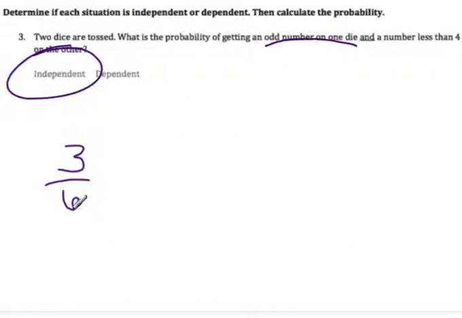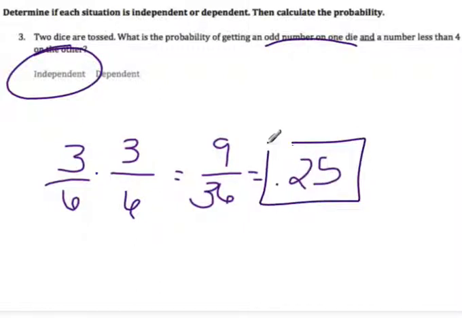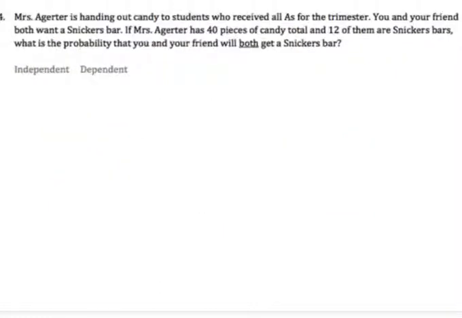Now let's take a look at the probability of getting a number less than 4. Well, numbers less than 4 on the dice are 3, 2, and 1. So there are 3 numbers that are less, out of 6. So I get 3 over 6 times 3 over 6. So 3 times 3 is 9. 6 times 6 is 36. Then we're going to take 9 and divide it by 36. And when we do that, we get 0.25. So there's a 25% chance of that actually happening. Now let's take a look at number 4.